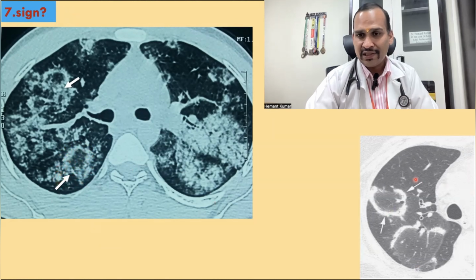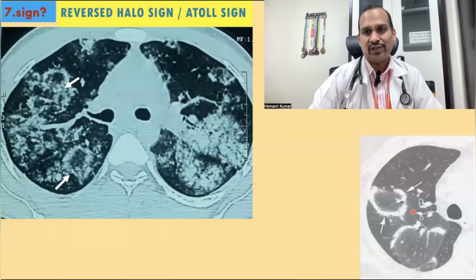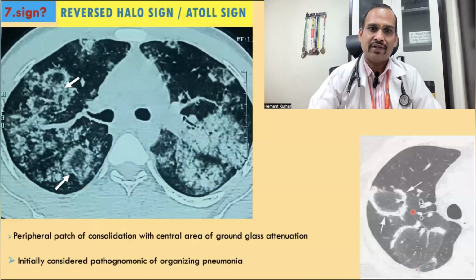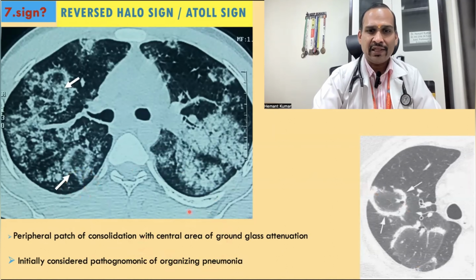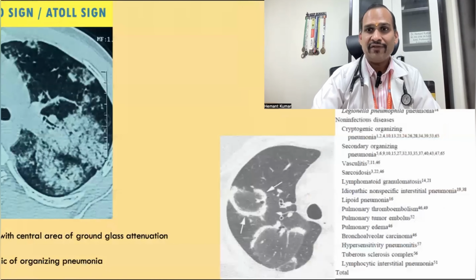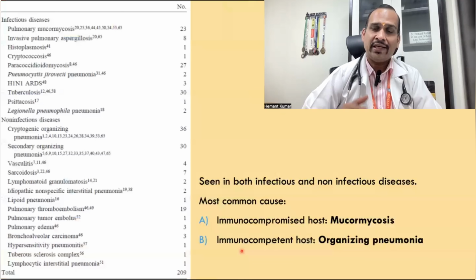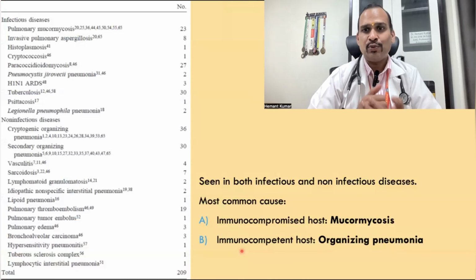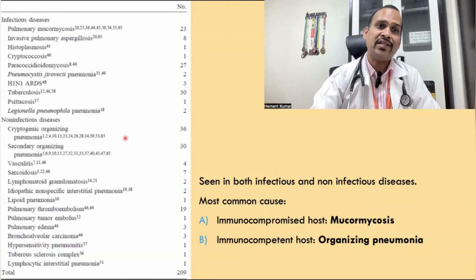Okay, in this CT scan you can see better. Inside you can see ground glass surrounded by a rim of consolidation. So this is reverse halo sign or atoll sign. A peripheral patch of consolidation with a central area of ground glass attenuation is the reverse halo sign. Initially considered pathognomonic for organizing pneumonia, but further studies show that it is not only seen in organizing pneumonia but can also be seen in other diseases.